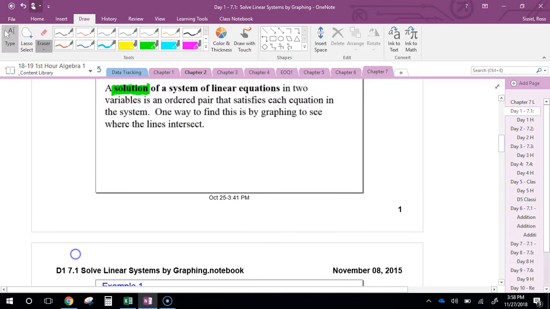So, I want to highlight this thing. Here's the key. Sorry about that noise in the background. It's my kid.